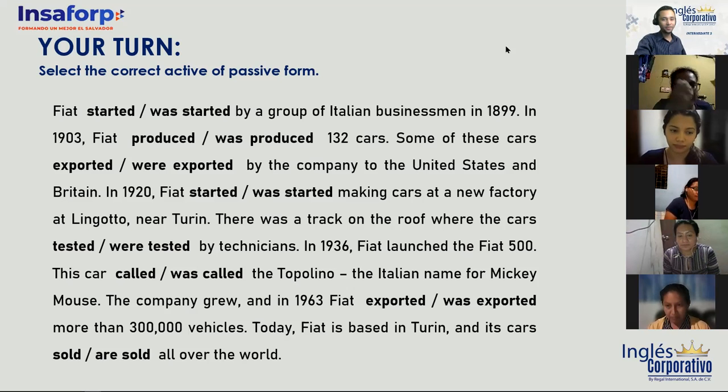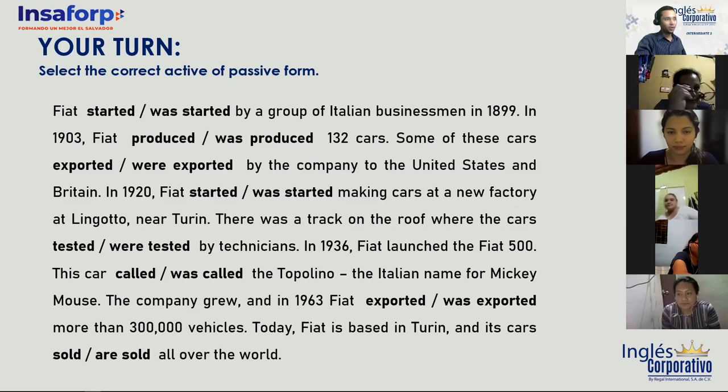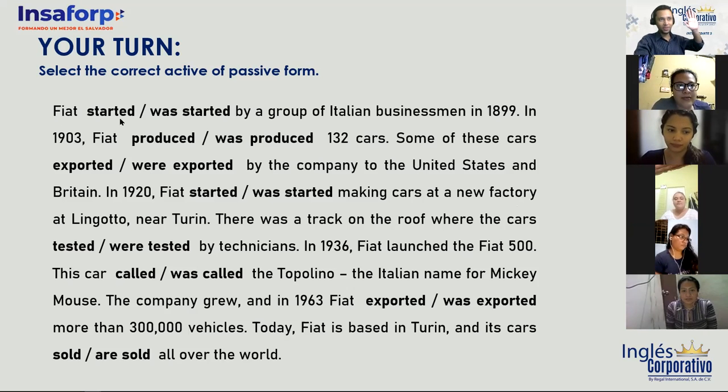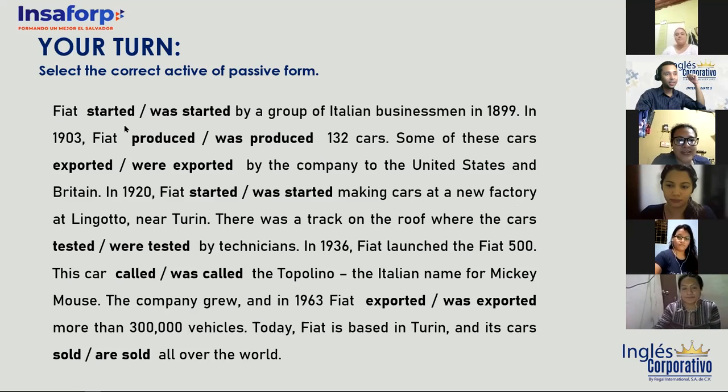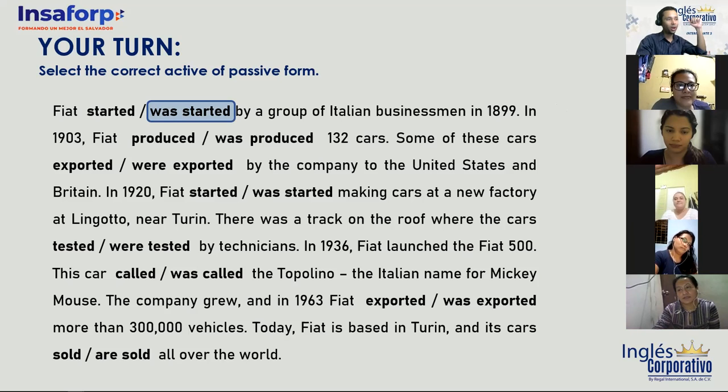Can you see the exercise? Yes, teacher. Okay, great. All right, let's do this. So, the first one, Fiat, raise your hand, please, volunteers. Jenny. Fiat was started by a group of Italian businessmen in 1899. Yes. Very good. Thank you. What about the second sentence?